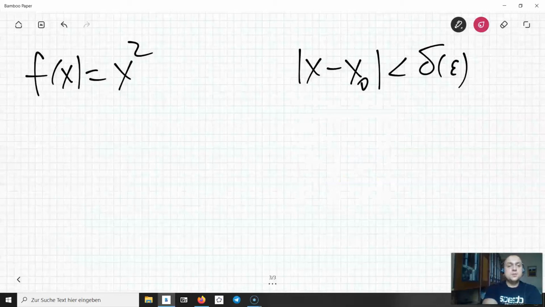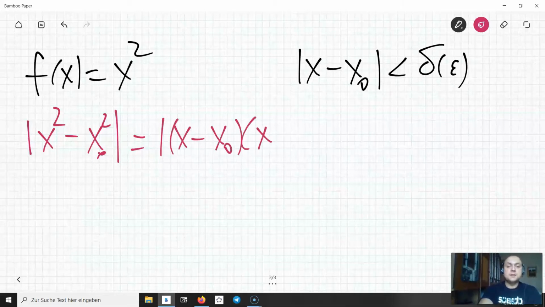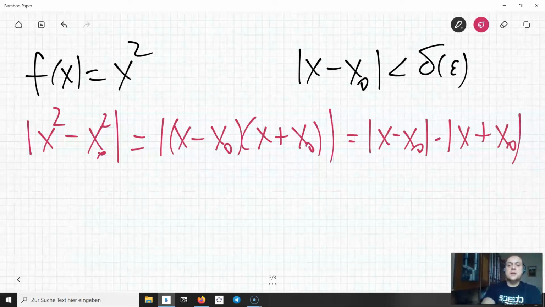So the story is we start with |f(x) - f(x0)|, which is |x² - x0²|. Well, we use the binomial formula right now. We write it down as |(x - x0)(x + x0)|. And now we can split the absolute value into two absolute values in their product. So we get the product of |x - x0| times |x + x0|. And now, as you can see, this value |x - x0| is already smaller than the given delta that we are looking for, but we want to connect it to epsilon.